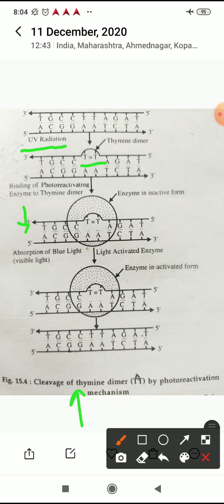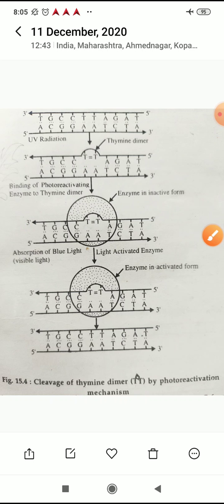So like this, the activation of the enzyme is due to visible light, and thereby the dimer splits into the monomer, restoring the DNA, or repairing the DNA to its normal state. Thus, photoreactivation is a light dependent and enzyme mediated mechanism of DNA repair. So this is another method of repair of DNA.